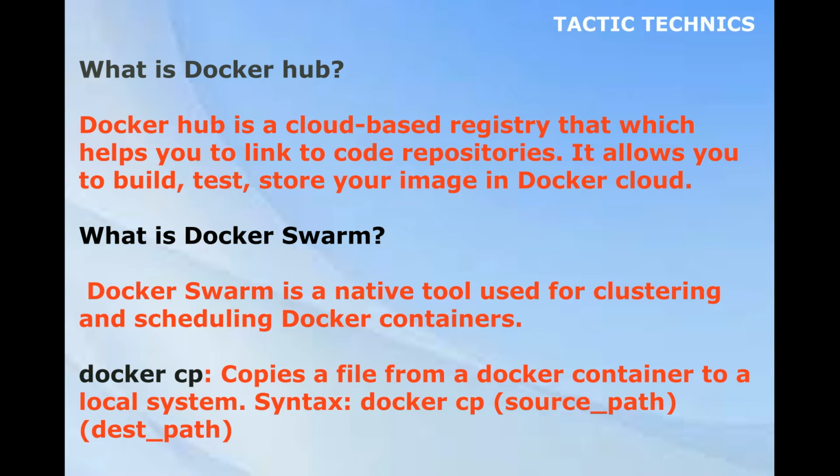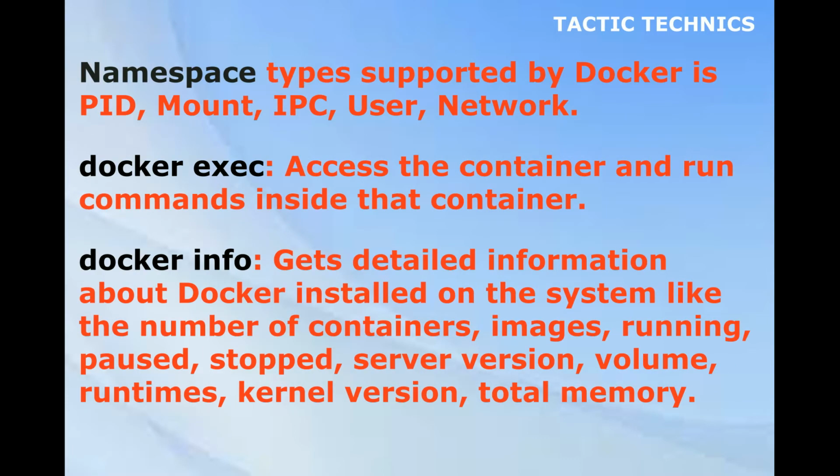Docker cp copies a file from a Docker container to a local system. Syntax: docker cp source_path dest_path. Namespace types supported by Docker are PID, mount, IPC, user, network. Docker exec accesses the container and runs commands inside that container.